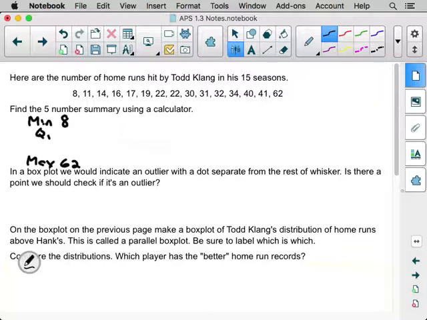What was Q1 again? Median. And third quartile? 34. Beautiful.